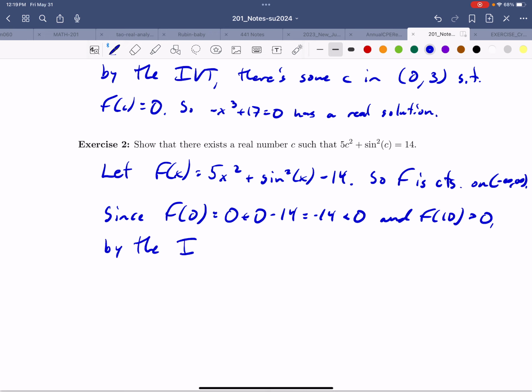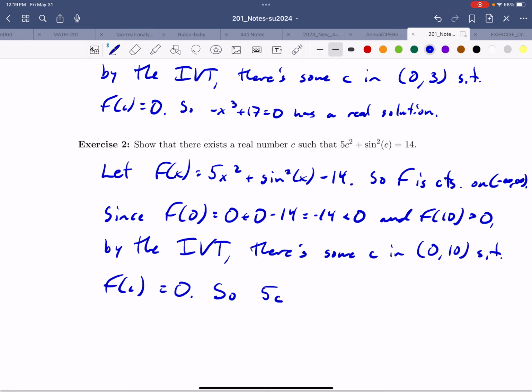By the intermediate value theorem, there's some c. In fact, there's some c in the interval 0 to 10, such that f of c equals 0. So 5c squared plus sine squared of c equals 14. All right, that's all we got.